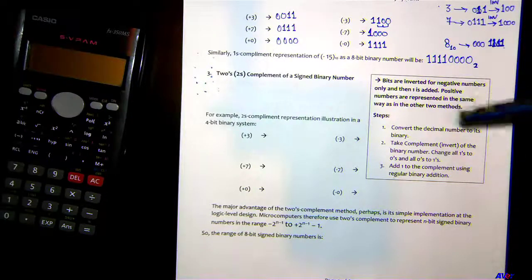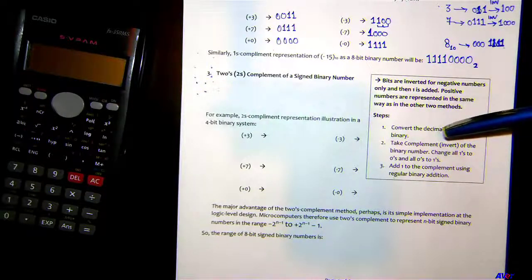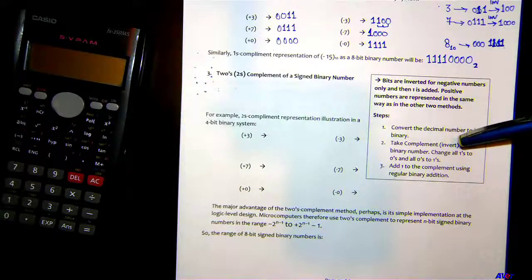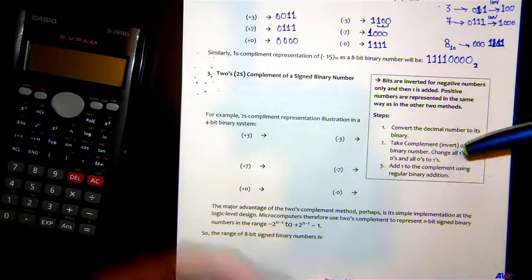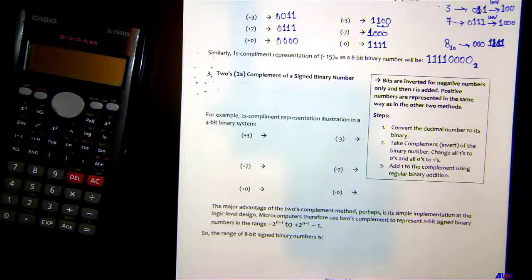For this technique, what are the steps involved for a negative number? Well, convert the decimal number to its binary form first. Second step is to take the complement of it, meaning convert all the zeros to ones and ones to zeros, and then add 1 to the complement using regular binary addition. So we'll do examples here. Okay, let's start with this.